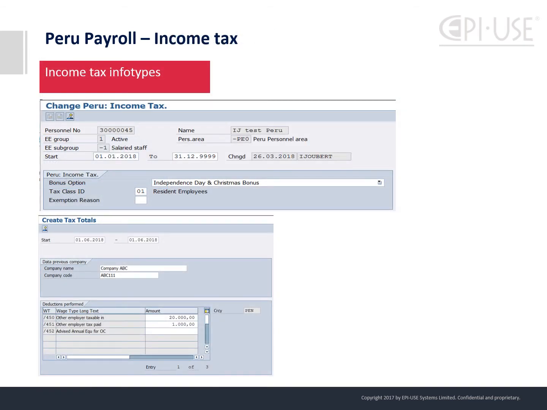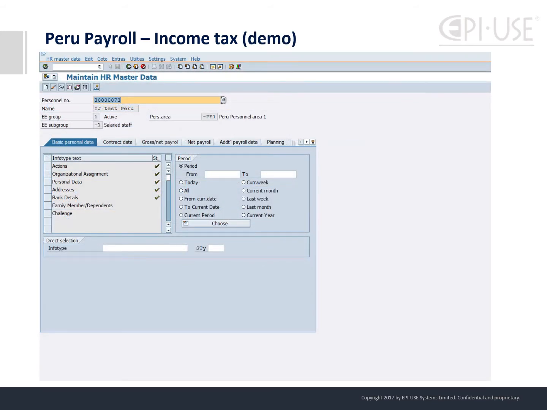Payroll, the income tax. We start off by showing you the income tax info types. There are two info types that are provided for the Peru payroll, and we will show you this also in the next slide. In the Peru payroll country version, two info types are provided for income tax purposes. The first one is number 9315, which is for Peru income tax for an employee.